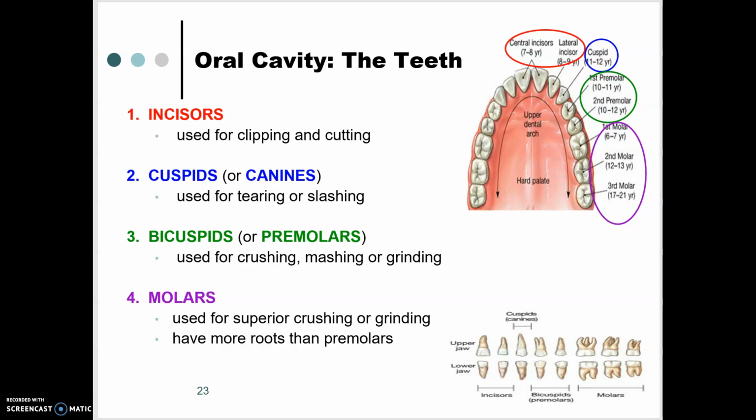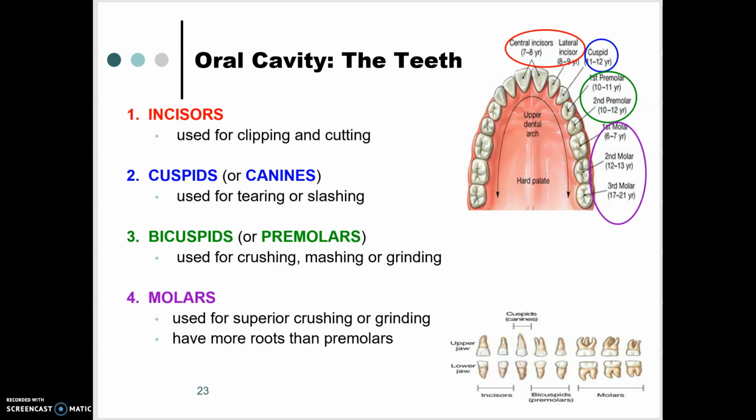The incisors, the ones we have right at the front, are used for clipping and cutting. Okay, so if you want to take a small bite of something, you'd use the front of your mouth, you'd use your incisors. If you needed to tear something or slash it or cut it, you'll probably move a little bit farther back, and you need to talk about the cuspids or the canines.